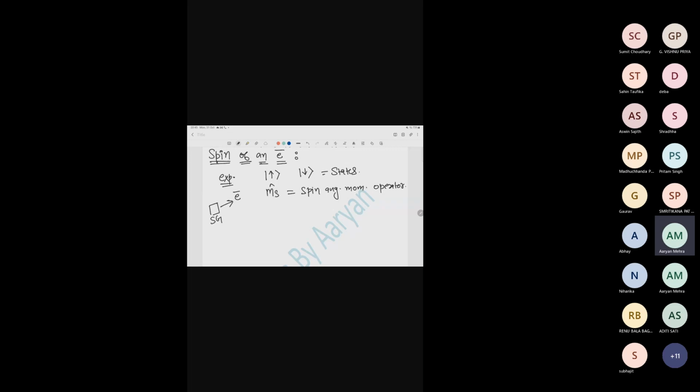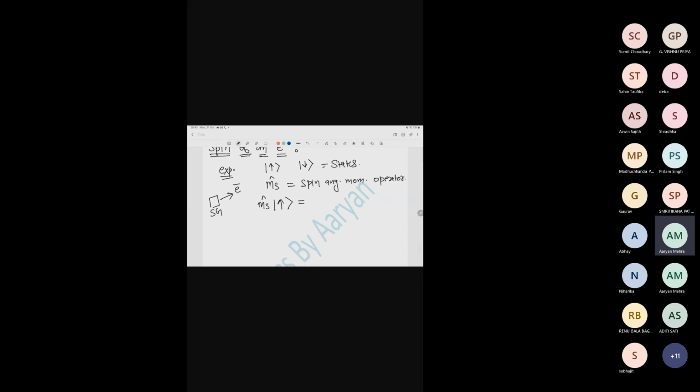Do you all understand till here? This problem, spin of an electron problem. The two states are spin up, spin down. The operator is MS cap. Do you all understand? Yes, sir. Okay, all understood. Now, if I measure this MS cap on this state up, what will you get? H cut by 2 and the state back. All agree?